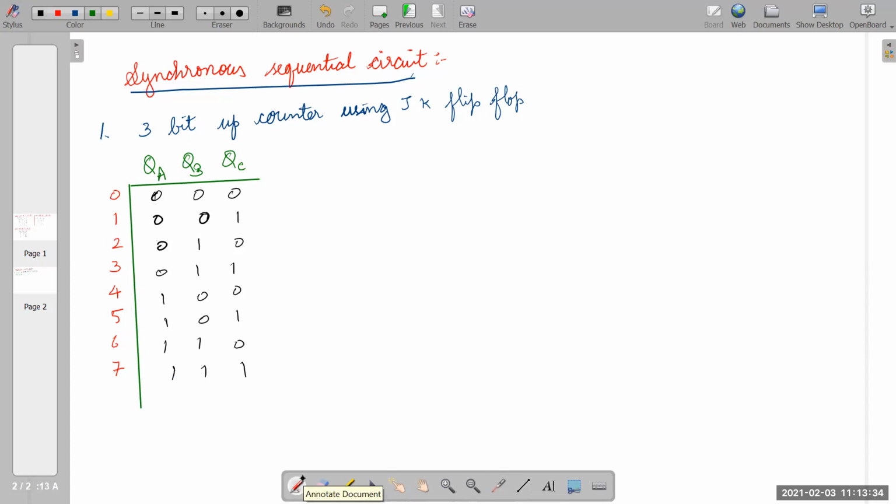One way is forming a table. Another way of representing it is 000, 001, 010, 011, 100, 101, then 6, then 7. This is called a state diagram. That is the word I was searching for. State diagram.